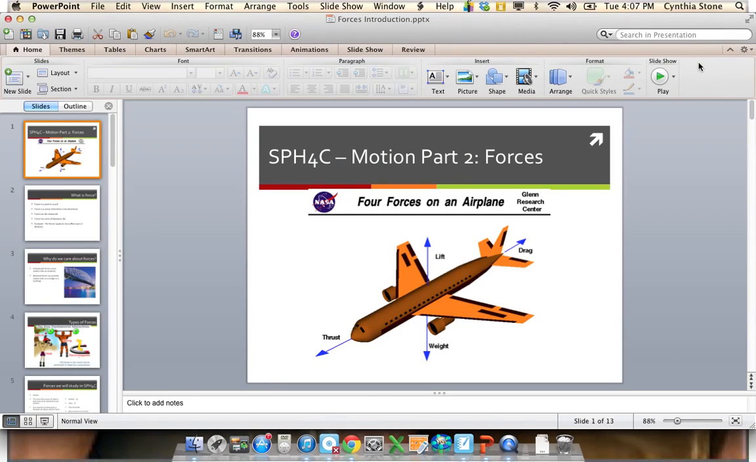Okay. So that's it for the introductory note on forces. We're going to do more with free body diagrams and net force in the upcoming lesson.